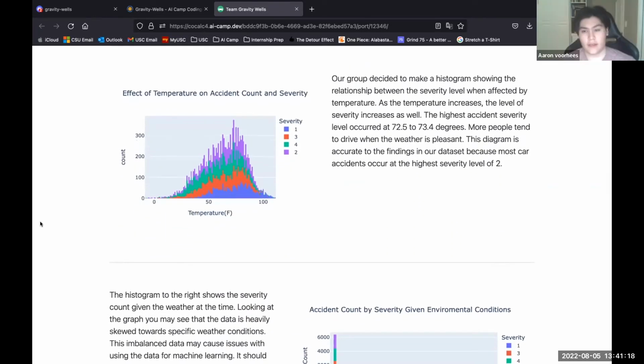Here we have a histogram showing the effect of temperature on the accident count and the severity of the accidents. Looking at the histogram, we can see that the highest points range from around 60 degrees to 80 degrees Fahrenheit, peaking at about 70. You can also see the general distribution of our data set here, as it goes from 2 to 4 to 3 to 1, with 2 being the most common and 1 being the least common.